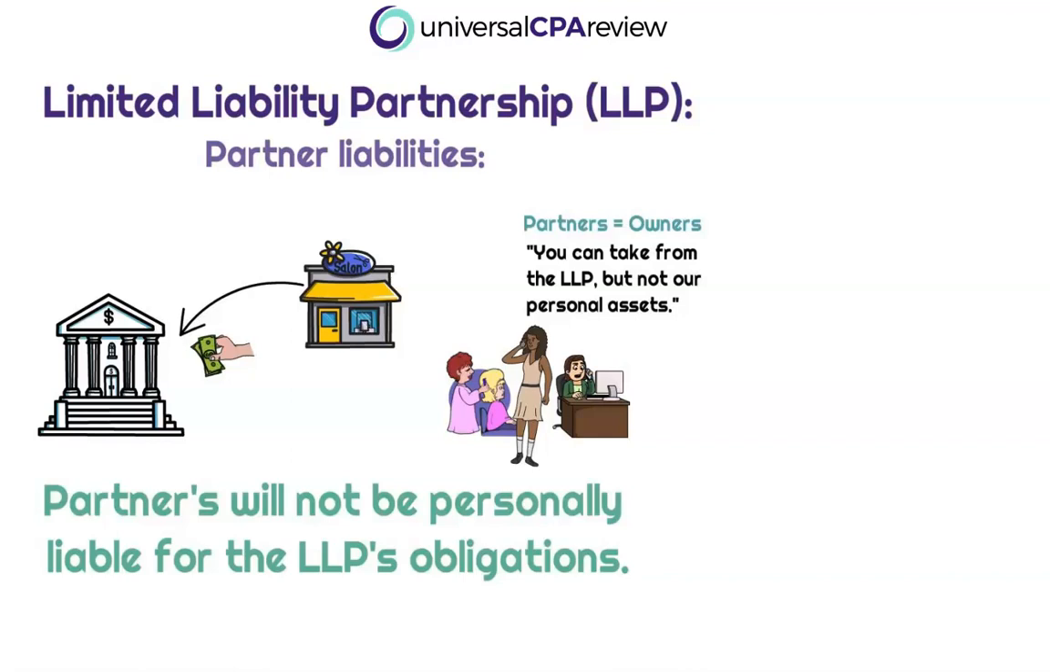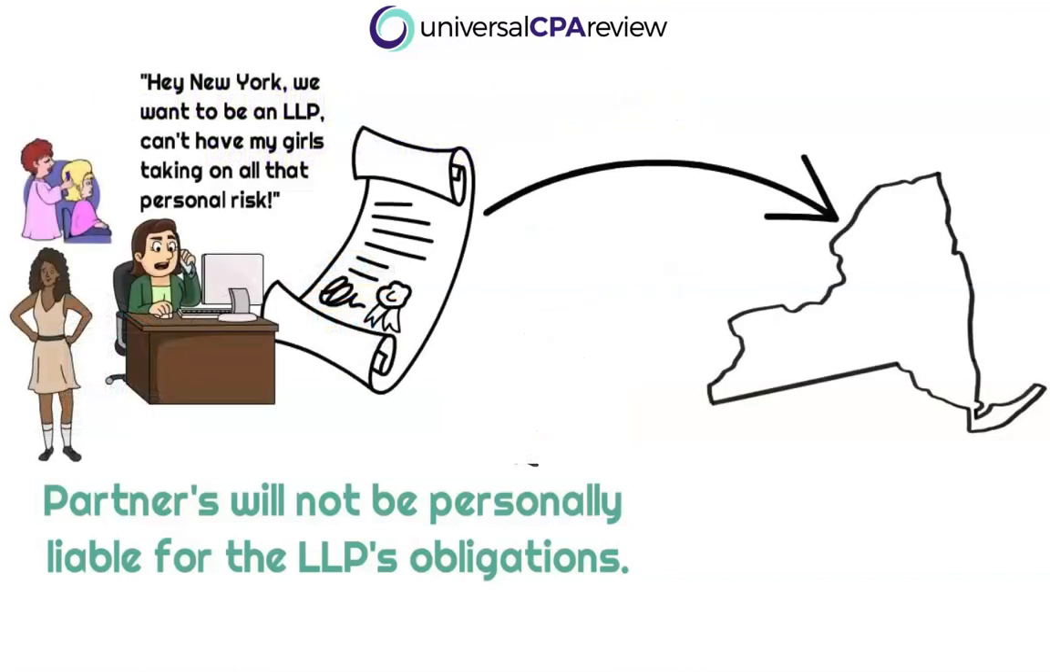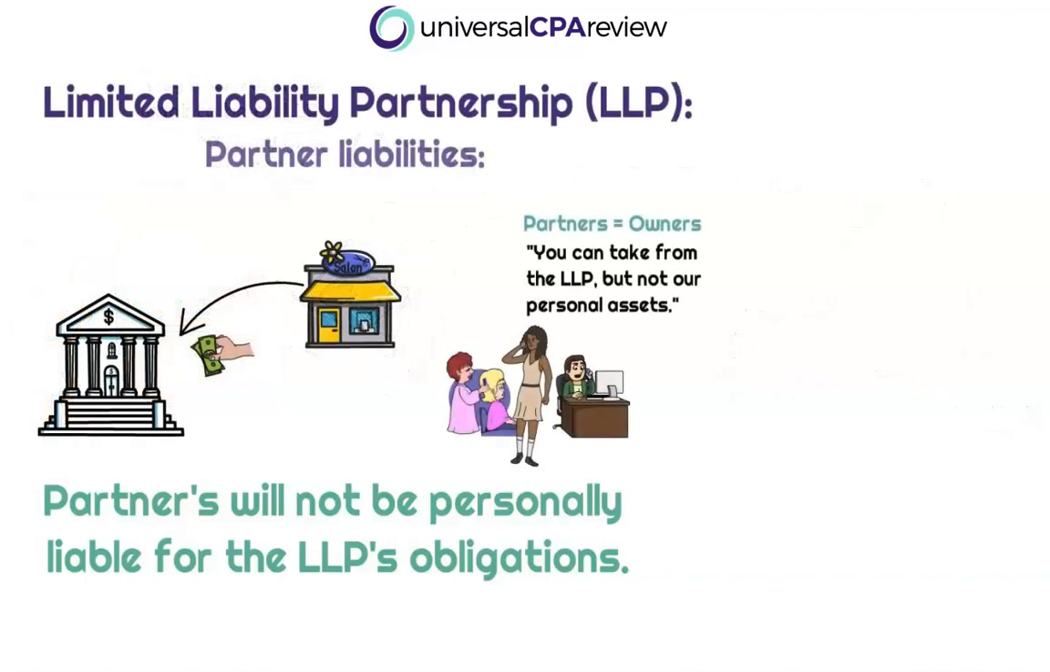Okay, so this is going to be when Becky, Stacy, and Rhonda file with the state to open their hair studio in the Bronx, right? They're saying, hey, New York, we talked to our legal counsel and we want to be an LLP because we don't want to be personally liable in case Becky drops the ball and sets Kathy's hair on fire again. We don't want to have to pay for that mistake. Okay, so again, that's the major difference in a limited liability partnership from a general partnership. Everything else is pretty much identical.